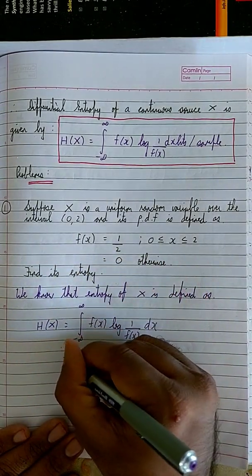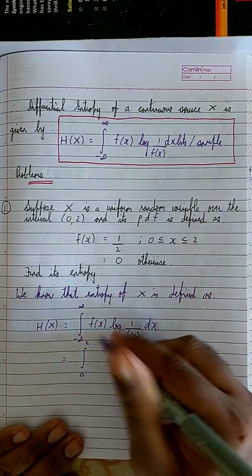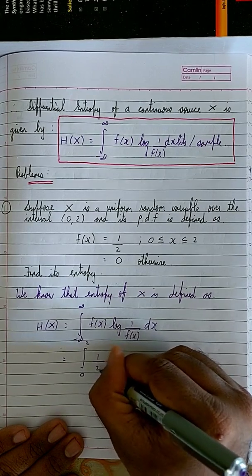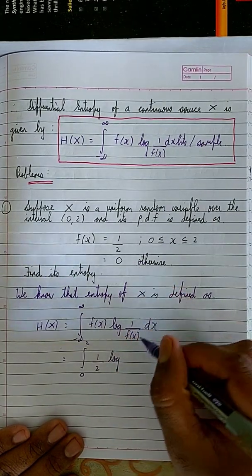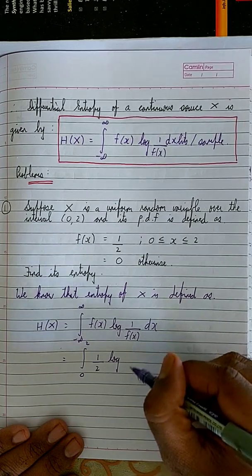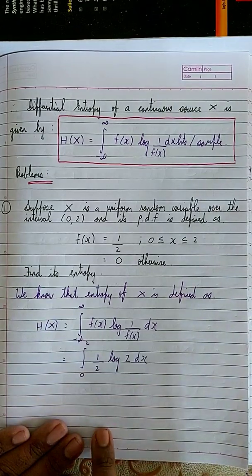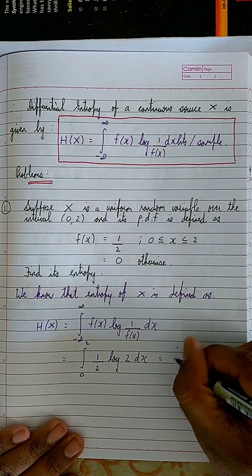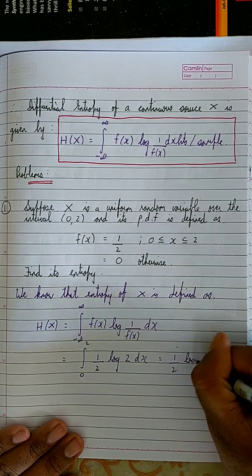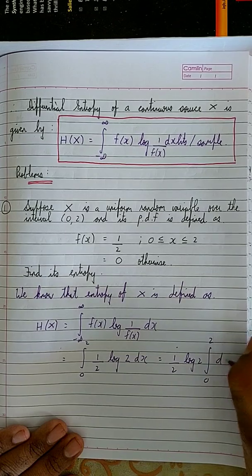So therefore this is the integral from 0 to 2 of f of x, which is 1 by 2, times log of 1 by f of x, and 1 by f of x is 2 itself, dx. This is the equation. In other words, this can also be written as 1 by 2 log 2 times the integral from 0 to 2 of dx.